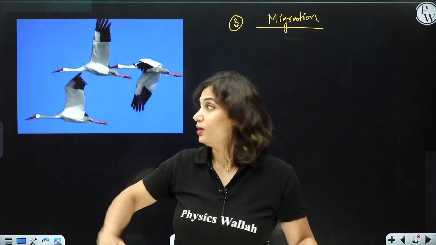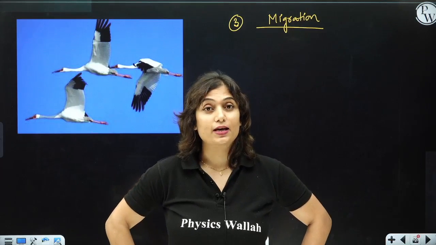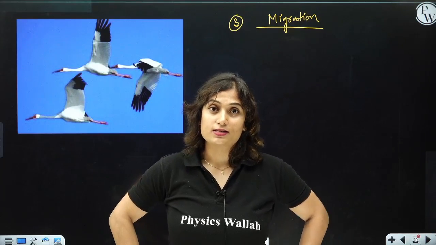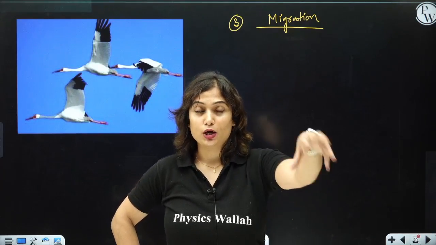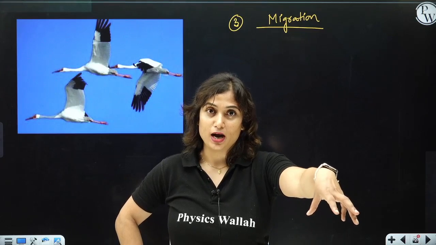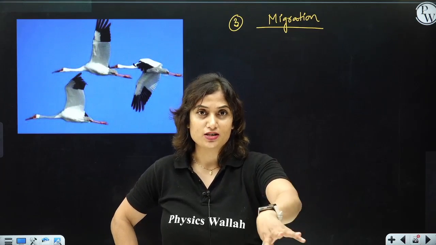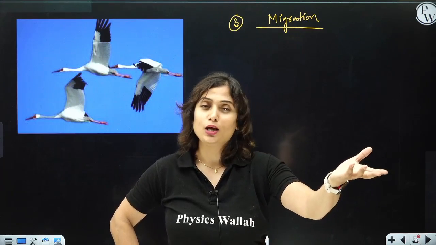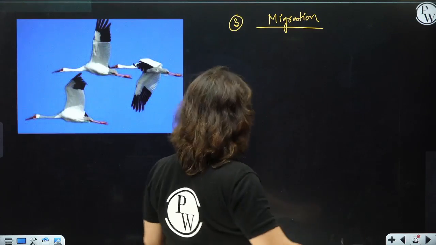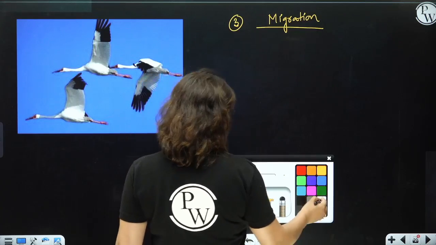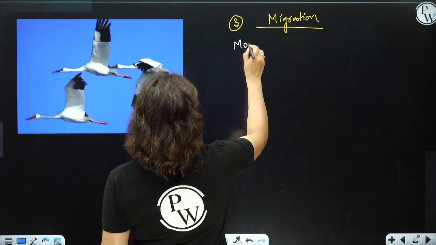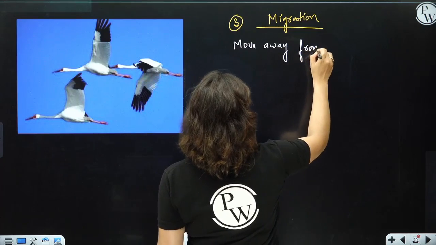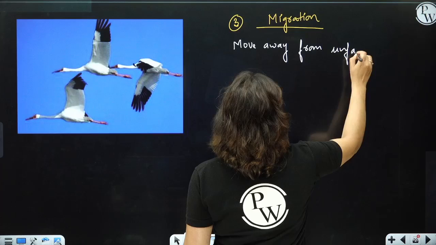And the very classic example is the migration of Siberian cranes. Every year, these Siberian cranes come from Siberia to the Keoladeo National Park found in Bharatpur in Rajasthan. Every year they come when the conditions in Siberia become very cold for them. So migration is to move away from unfavorable conditions to favorable conditions.